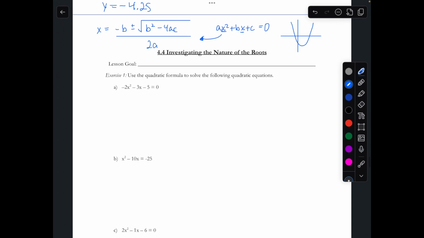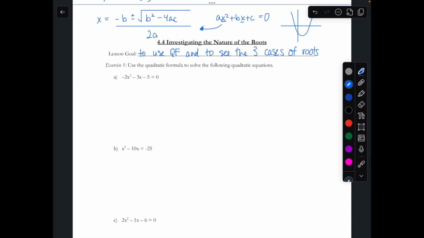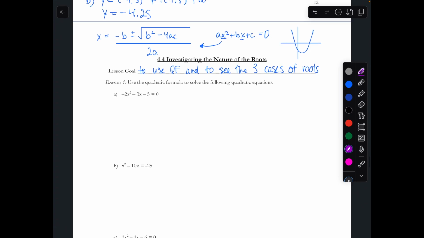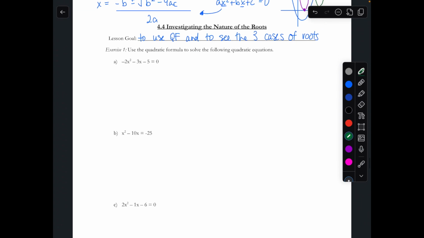So a lesson goal is to use the quadratic formula and to see the 3 cases of roots. If you remember from grade 10, there are 3 ways in which a parabola can intersect the x-axis. It can either do it twice, like what we see here, or it can do it once if the vertex is on the x-axis, or it can do it 0 times. Okay, so let's have a look.